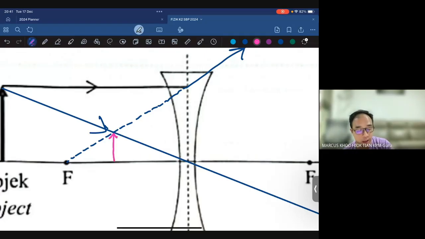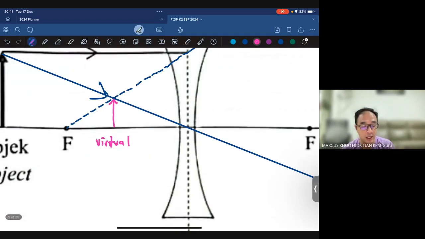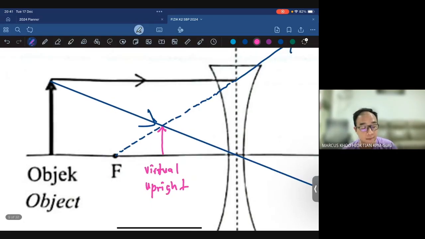Okay, you will get a virtual image. Why virtual? Because it's on the same side as the lens. Lens, people, lens. Don't think mirror. Mirror is a different story altogether. For a lens, if the image is on the same side as the object, it's a virtual image. Secondly, it is upright. It stays upright because it's the same direction as the object.